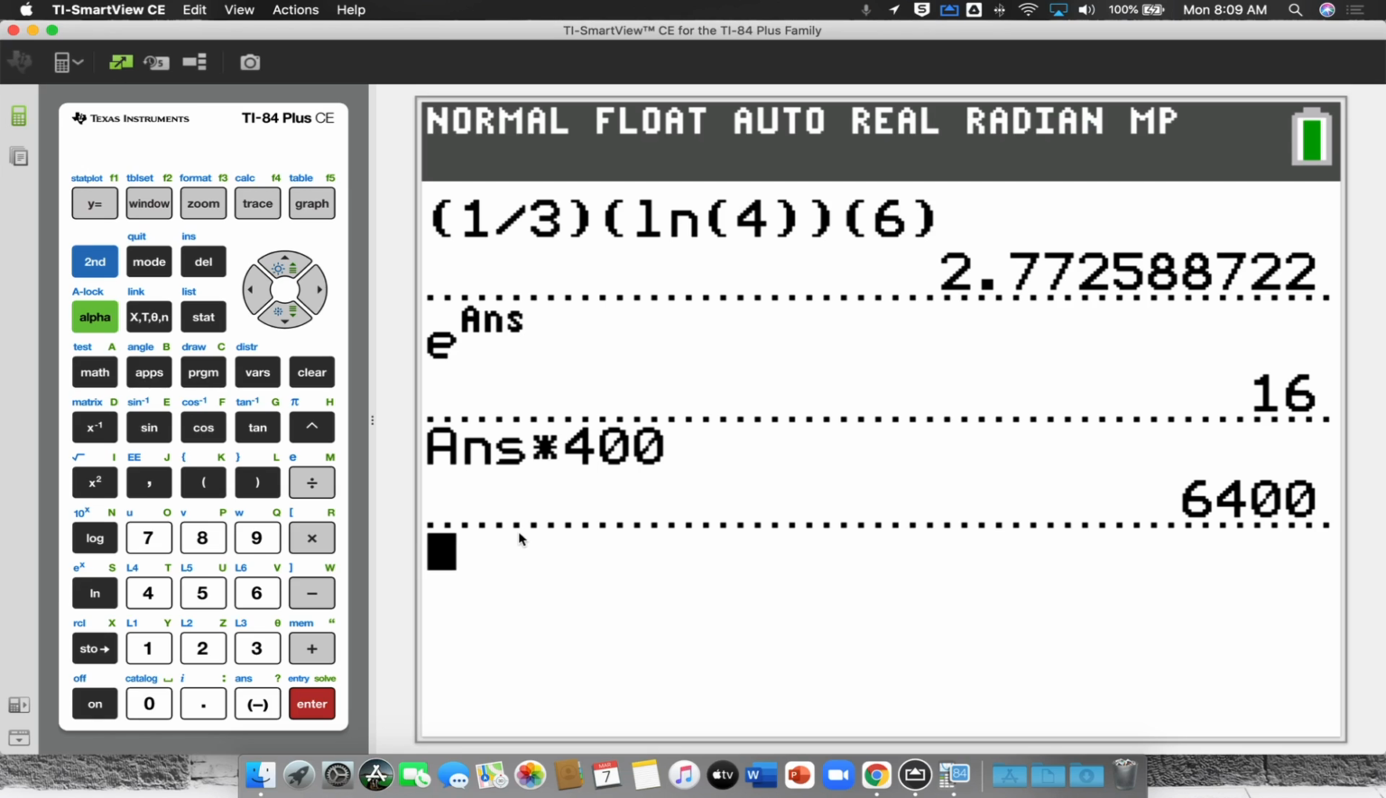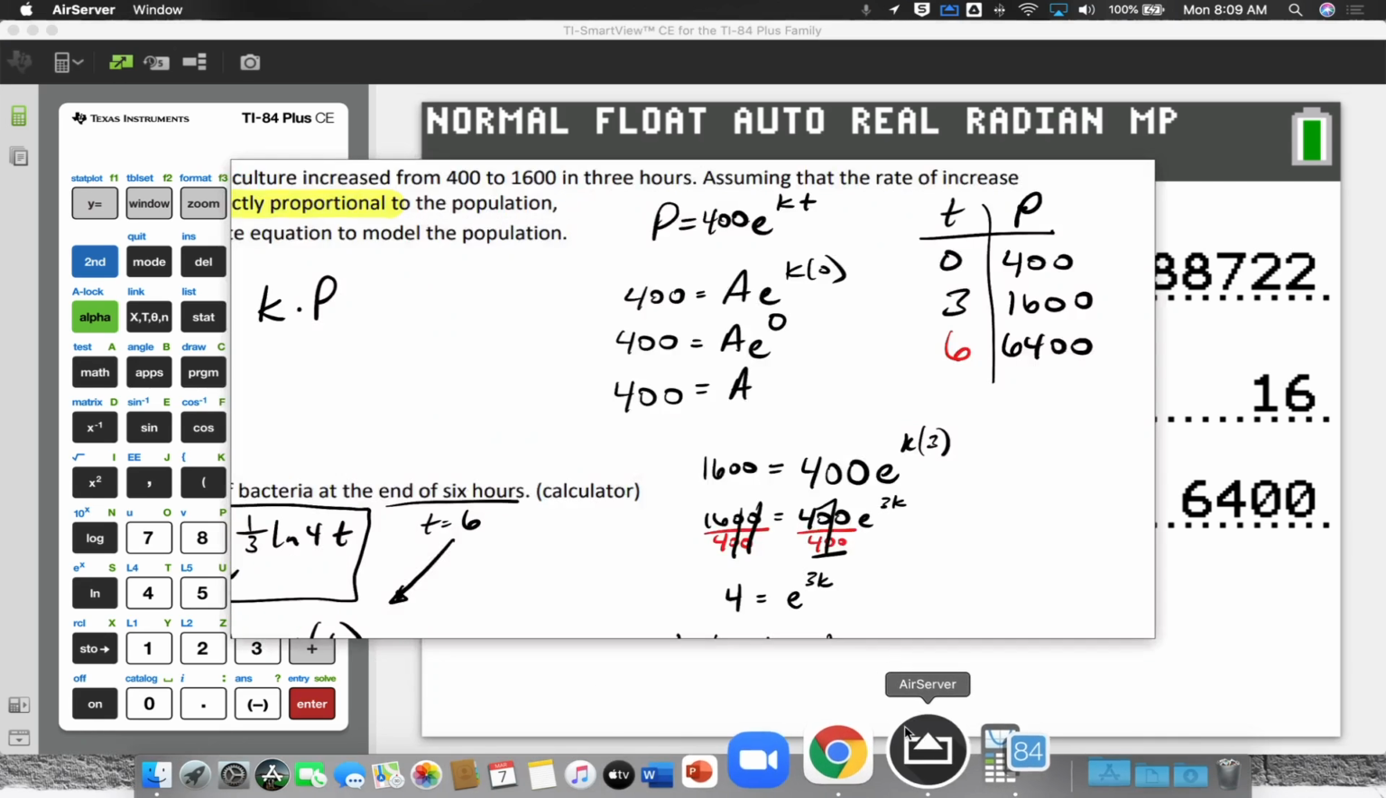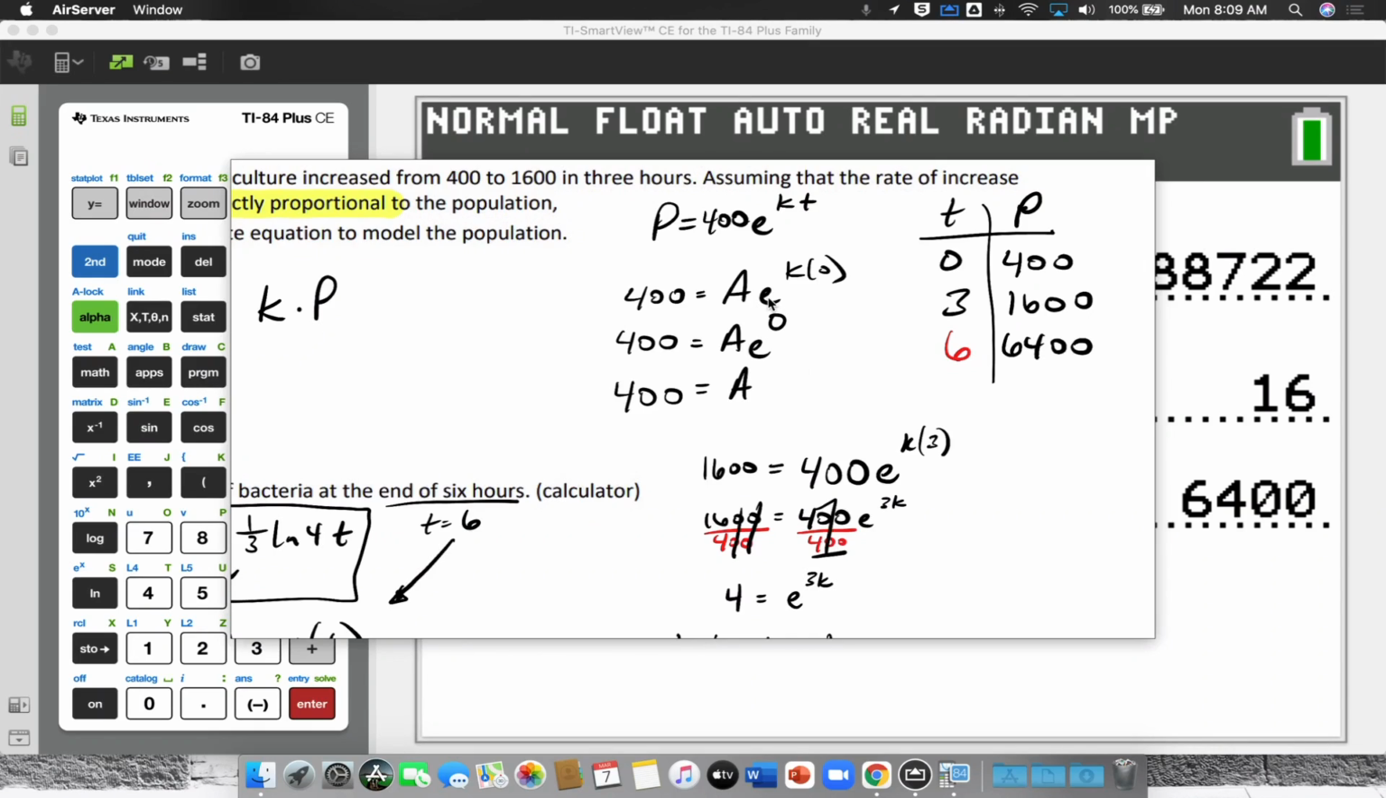Well, let's go up here. The 6,400 kind of makes sense in context of what I already have. 0, 400; 3, 1,600; 6, 6,400. Does that make sense?